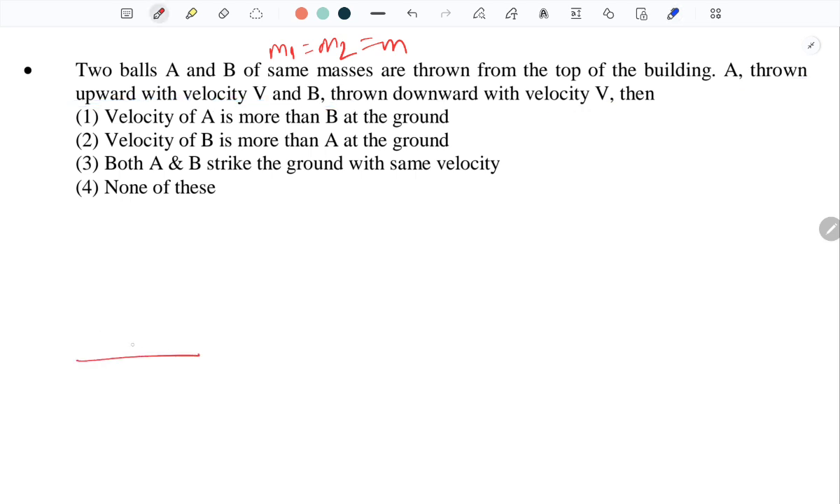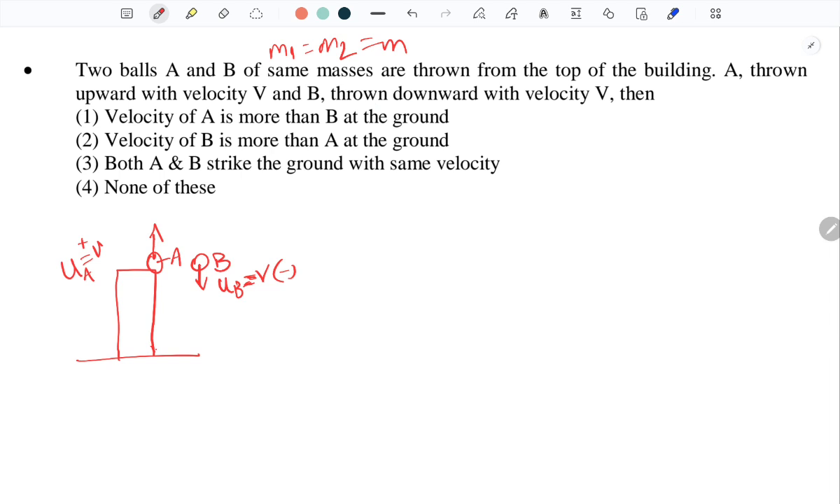So let me draw the case first. You have the top of a building. What does it say? Same masses. A is thrown upwards with velocity V. So UA is equal to V for the body A. This is my body A. Next, B is thrown downwards. Let us say B is thrown downwards with velocity UB is equal to V. Both are same. Upward and downward, so this can be taken positive, this one can be taken negative. So I am putting it as negative.